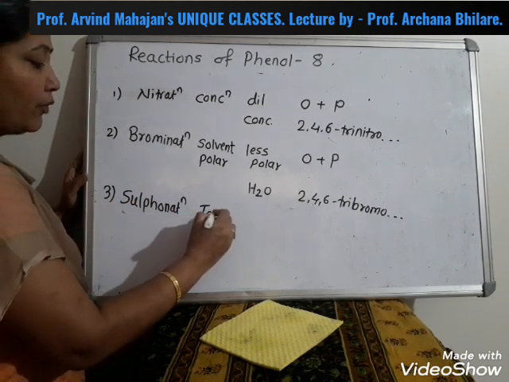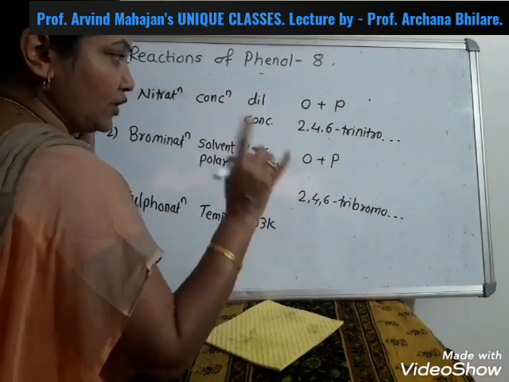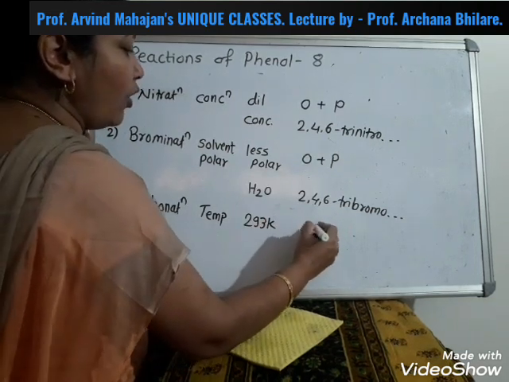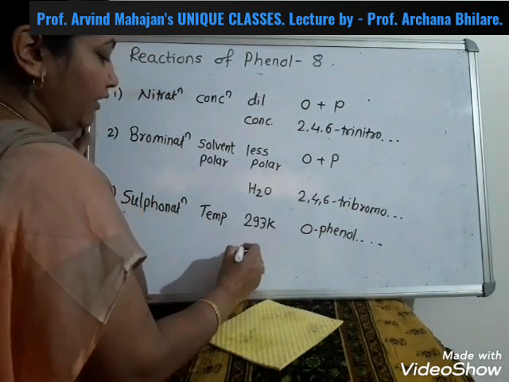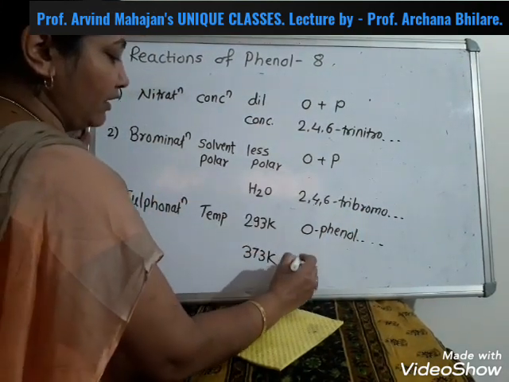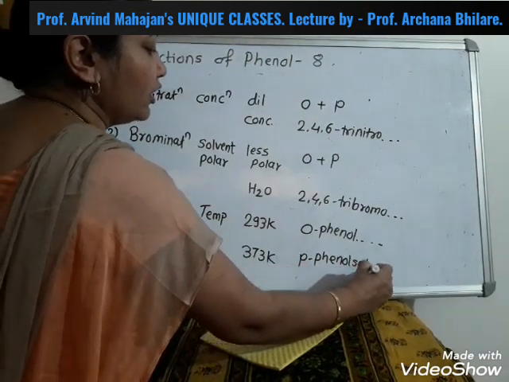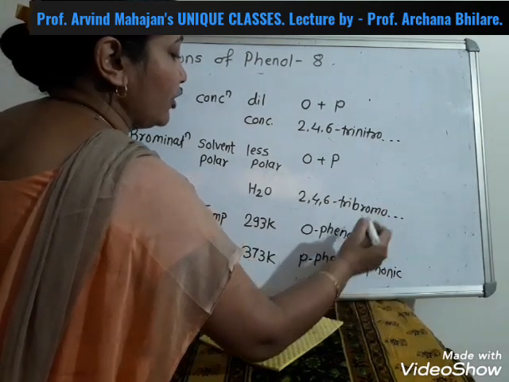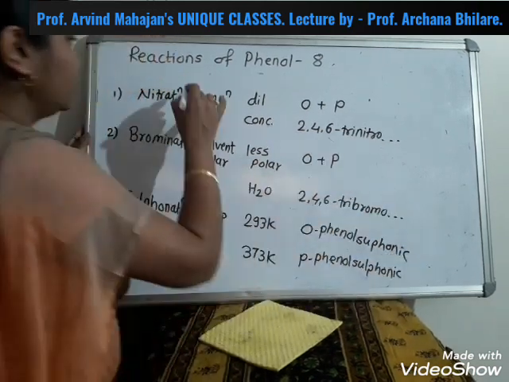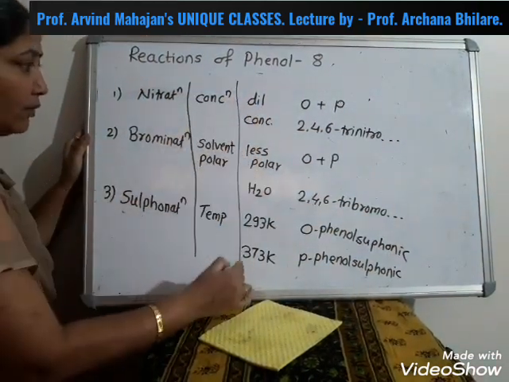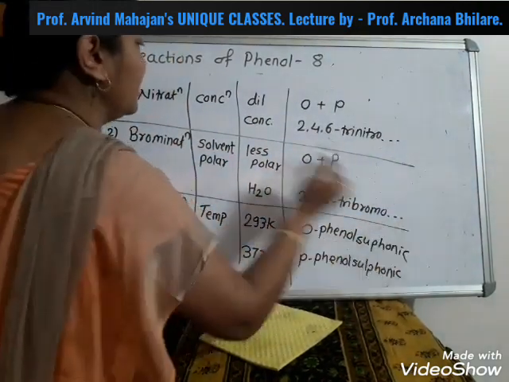The sulfonation product depends upon temperature condition. If it is 293 Kelvin, that is room temperature, we get orthophenol sulfonic acid. And if it is carried out at 373 Kelvin, we get paraphenol sulfonic acid. Is this clear? Very, very important. It's a summary of these three reactions, whatever I have explained now.